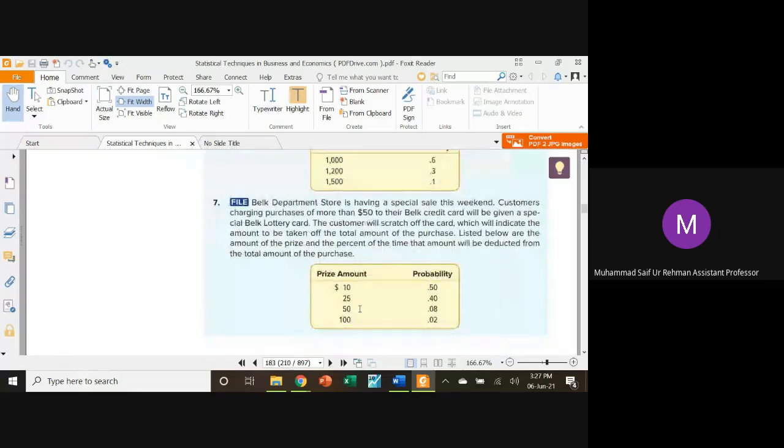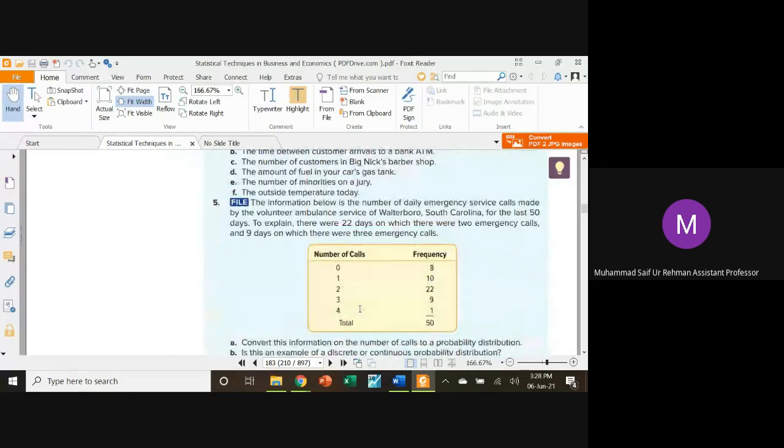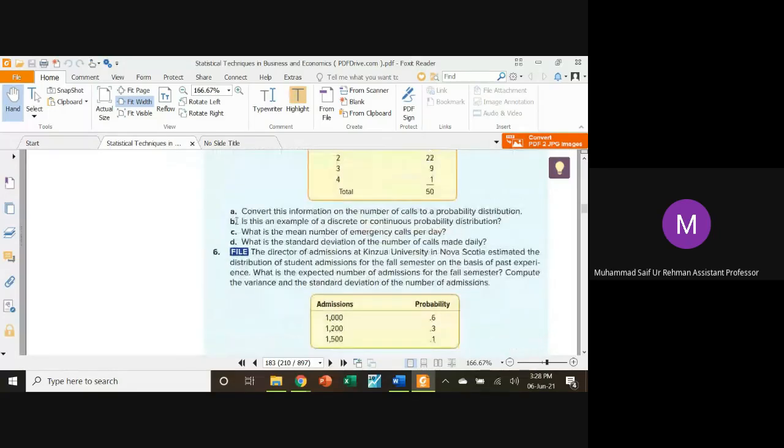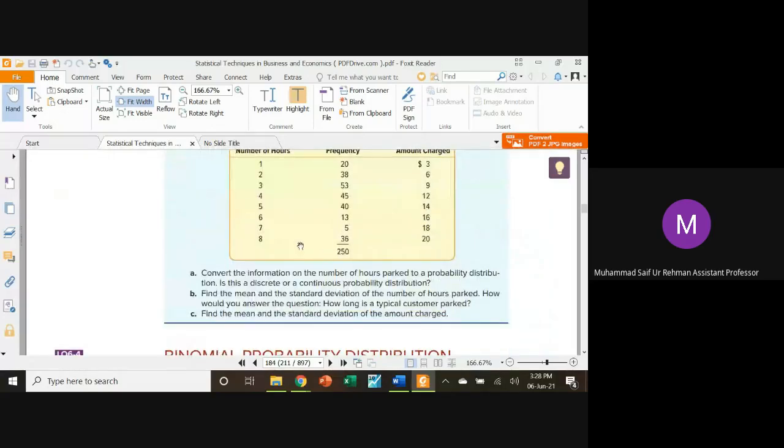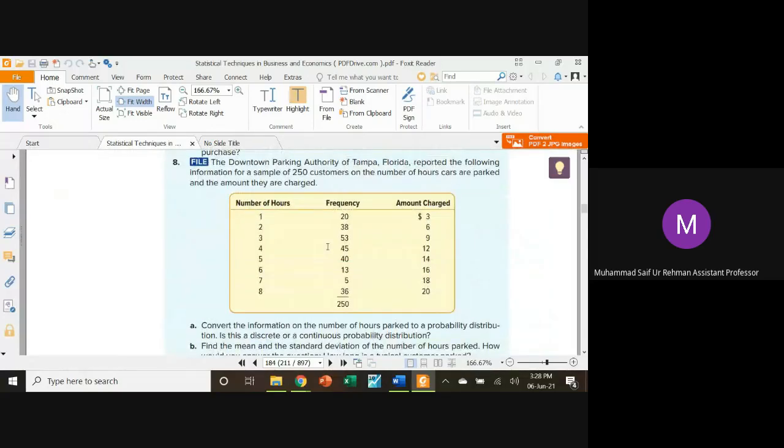But I am going to solve question number 5. The answer for question number 5 will be there in your book. So which question should I solve, 8 or 5? 8, says.